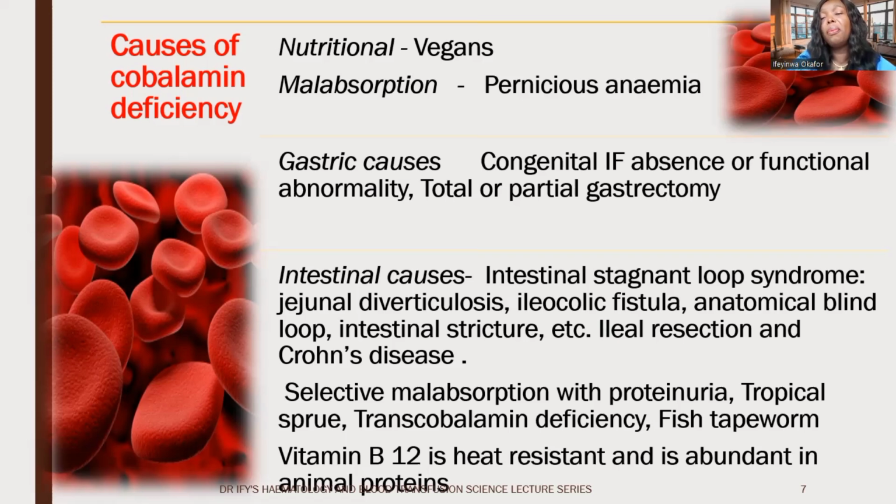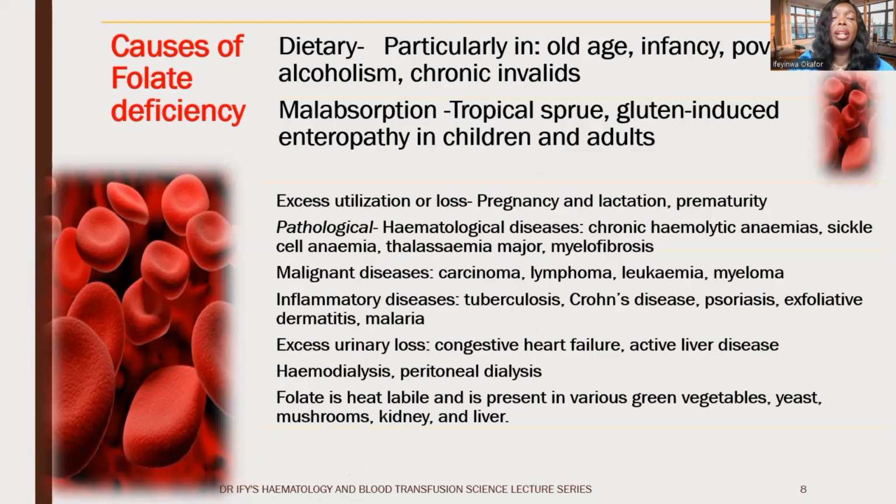So when we consume animal proteins, we get more B12. Causes of folate deficiency. Folate is folic acid. Causes of folate deficiency can also be dietary, when we are not taking in enough folate in our diet. Remember, folate is heat labile. So when we overcook our food, remember, folate is gotten mostly from vegetables, and when we overcook these vegetables, we tend to lose their folate, reducing their folate content.